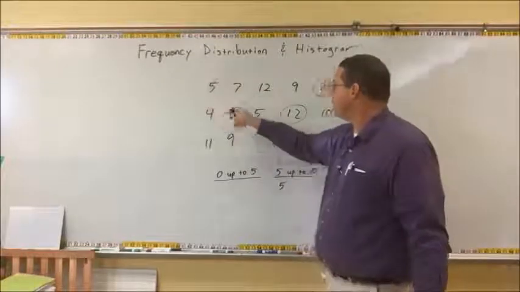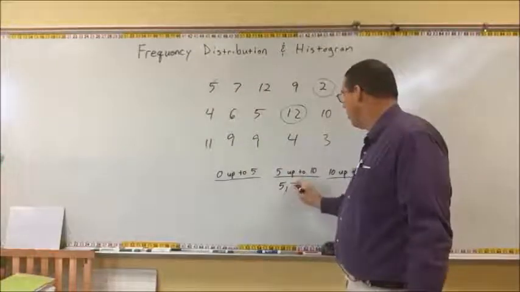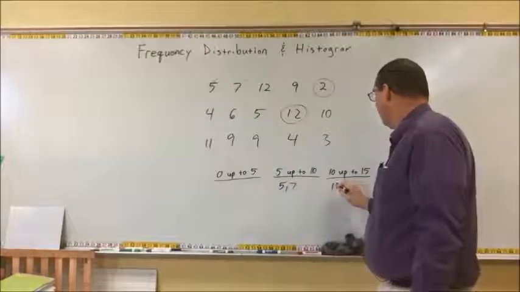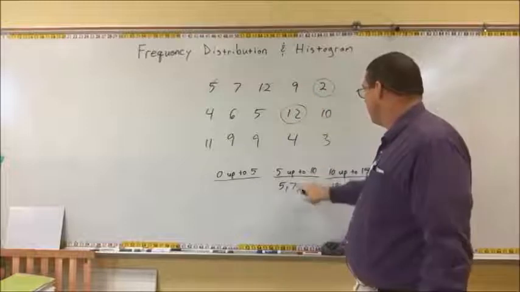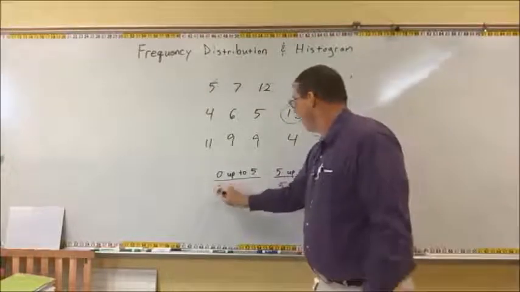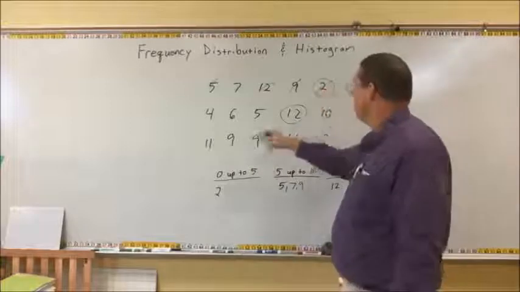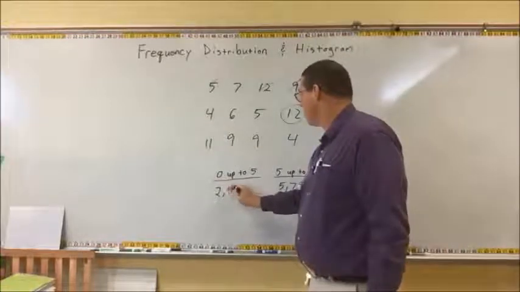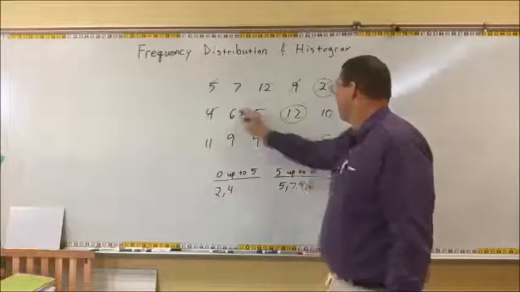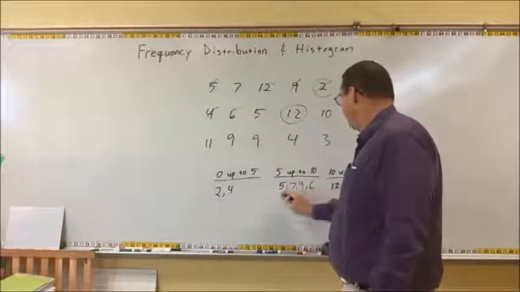So we got that. The 7, that's going to go in this group here. The 12, that's from 10 up to 15. The 9 is going to go in this group here. The 2 is going to go in this class over here. The 4, that's going to go in this class over here. The 6 will go in this class. The 5, again, will go in this class.